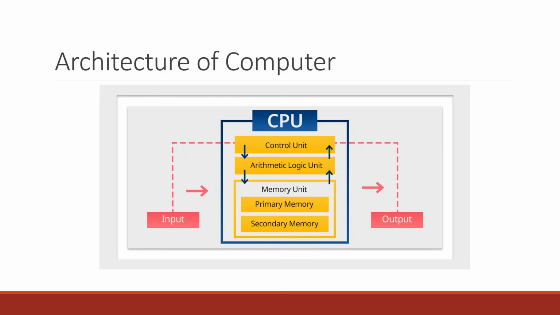Here, we have the input unit, output unit, memory unit, and arithmetic and logical unit. All these units are handled by one unit, which is considered the control unit. Means a computer block has multiple units, and all of them are controlled by the control unit. This is the architecture of the computer.